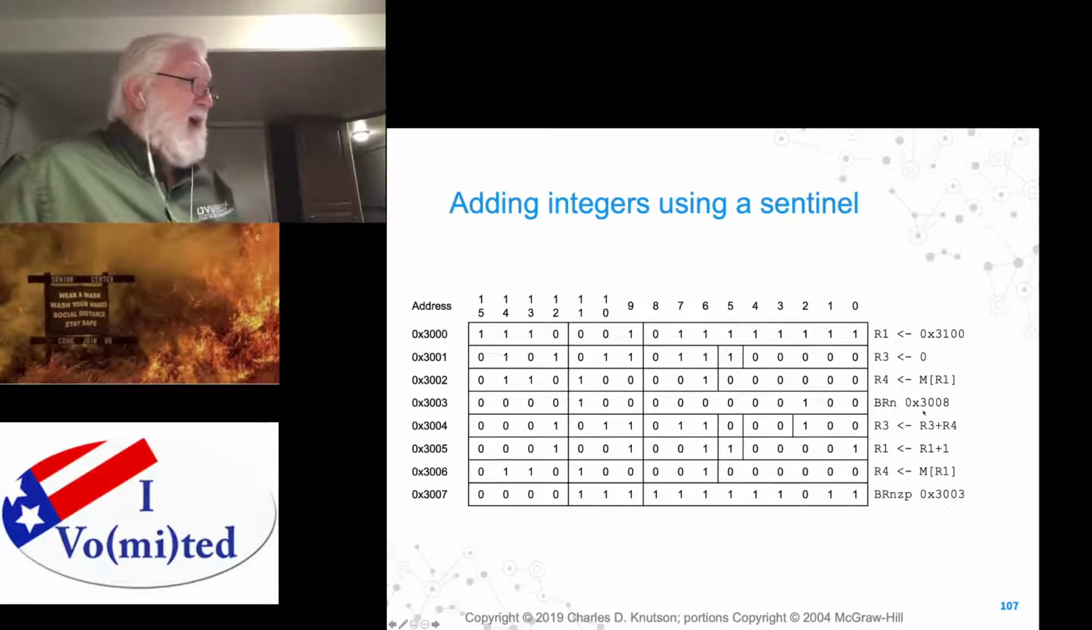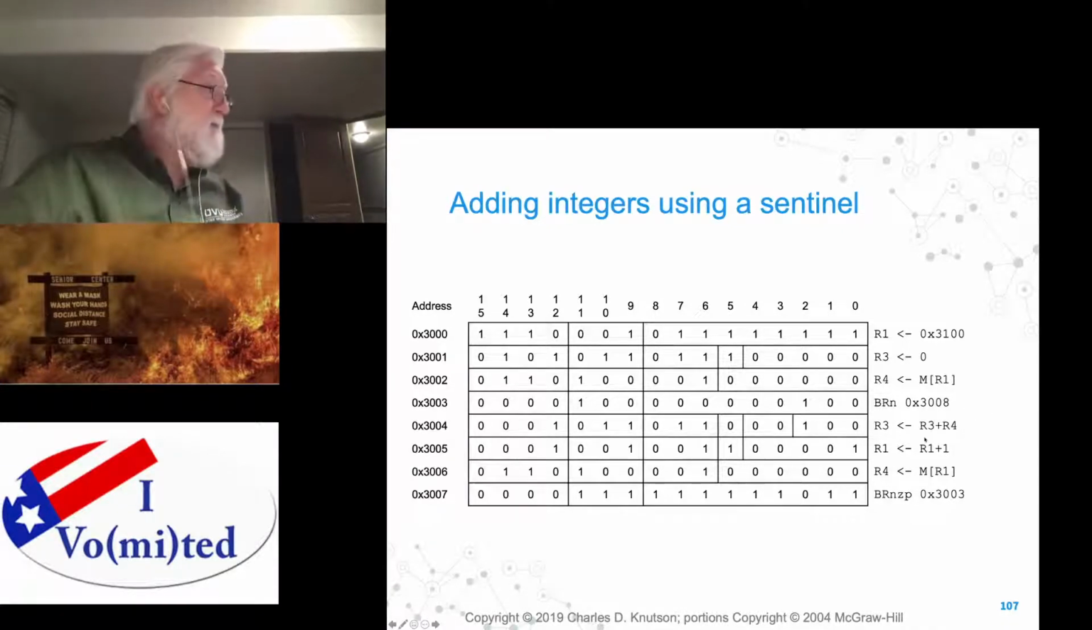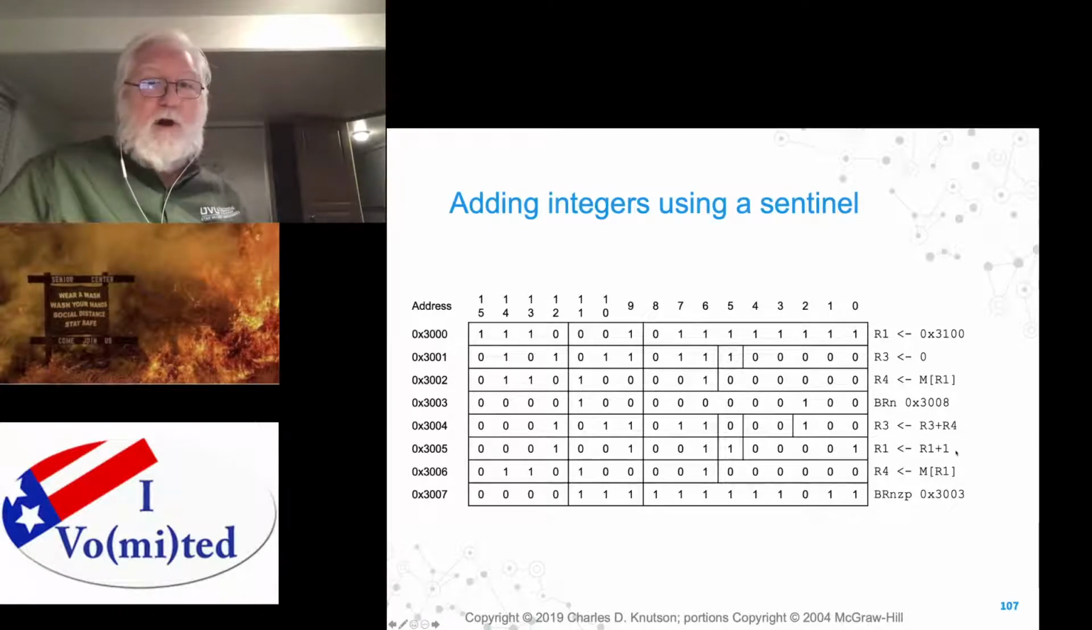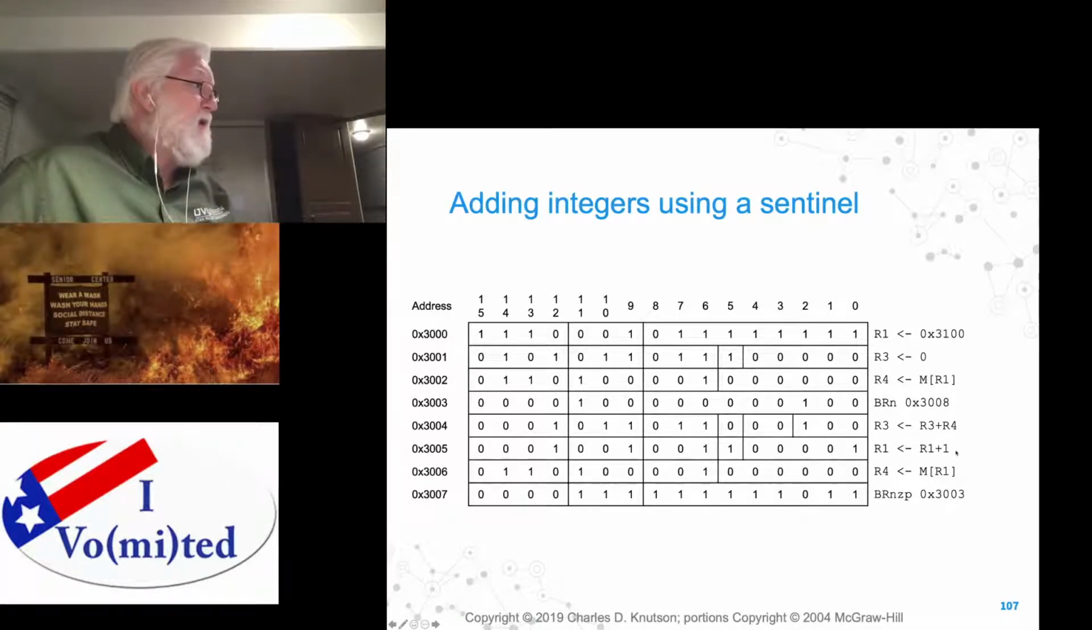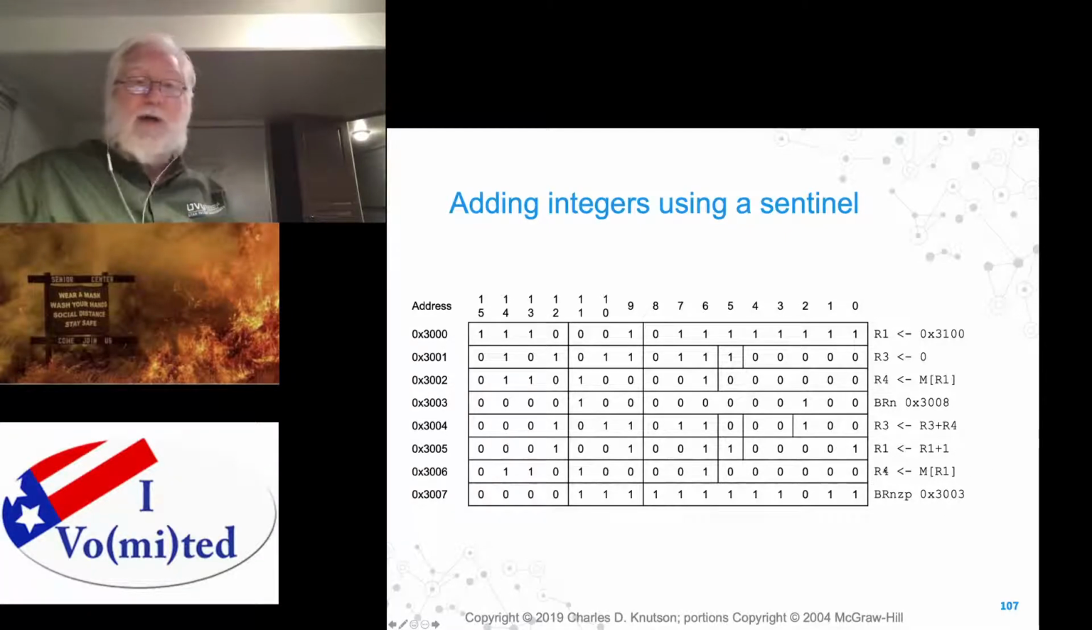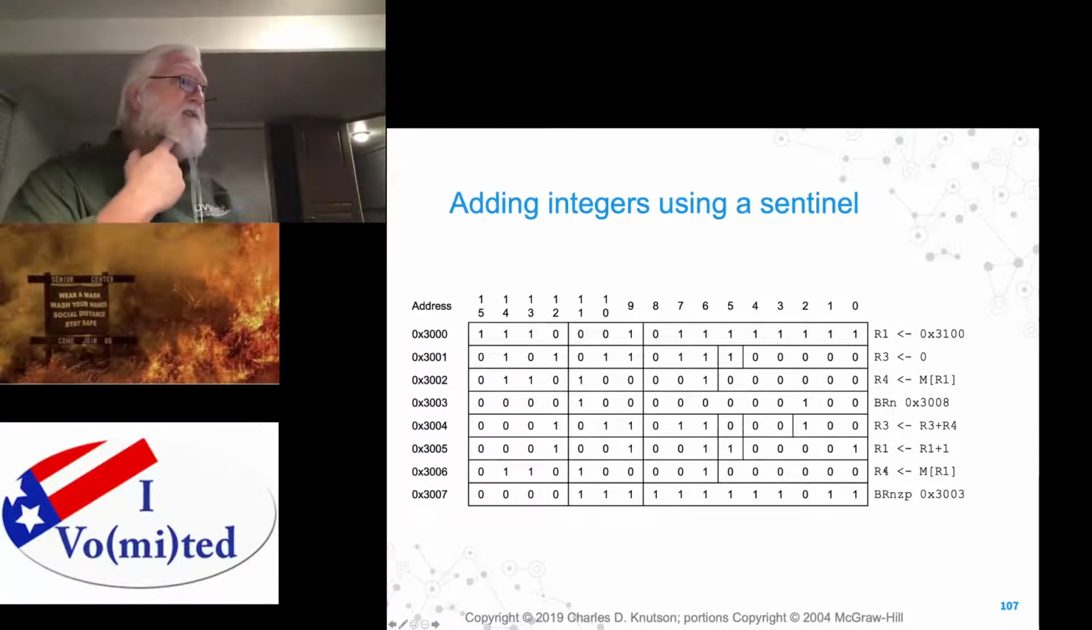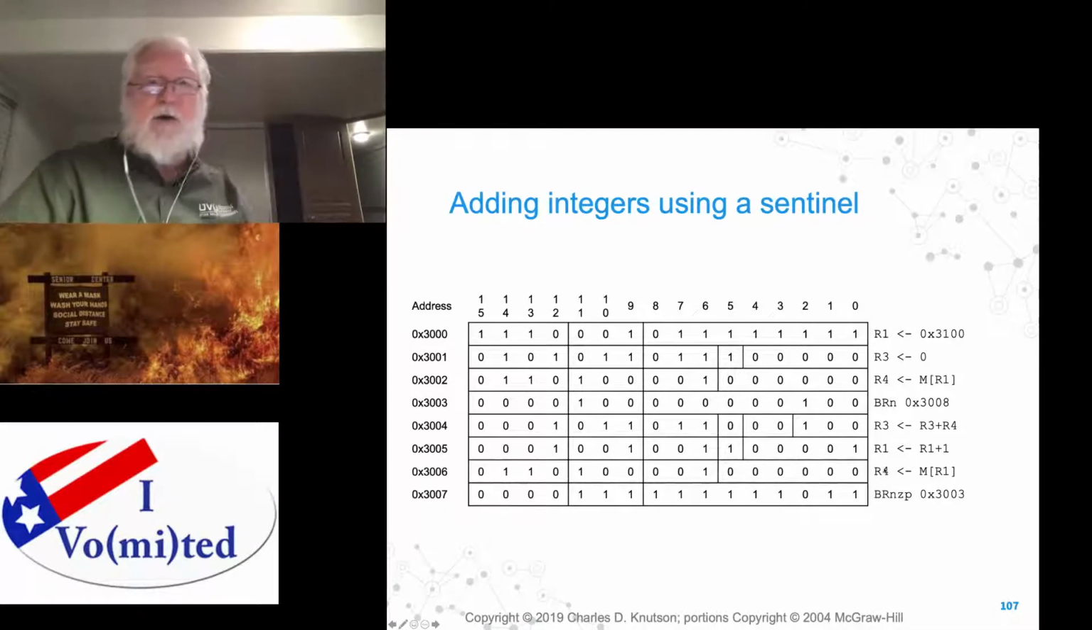That's it. This is the part where we add the two values into the sum. This is the part where we increment R1 to point to the next location in memory. And then this is the part where we grab the value at that location in memory. So this is the same function, only I don't need to know that it's 12. It's also easier.